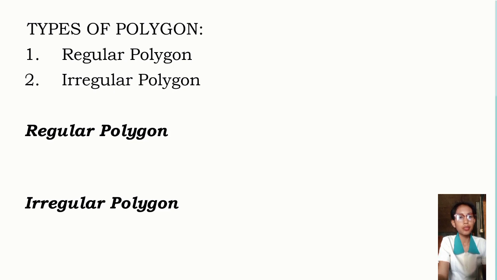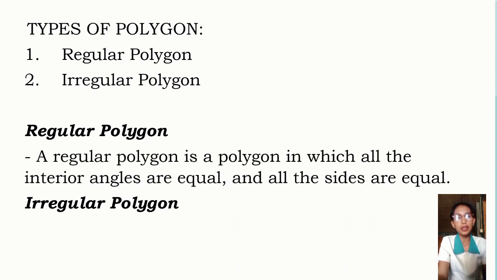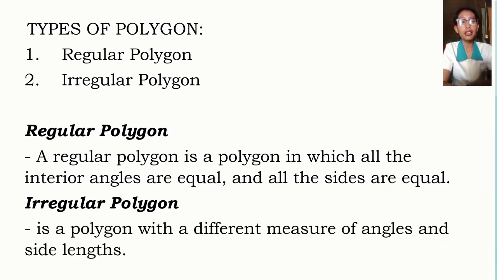So, it says here that a regular polygon is a polygon in which all the interior angles are equal and all the sides are equal. So, masasabi natin na isang figure o isang shape ay polygon kapag ang angles niya at yung sides niya ay magkakapareho. Lahat sila ay magkakapareho. So, yan yung tinatawag nating regular polygon. So, next is the irregular polygon.